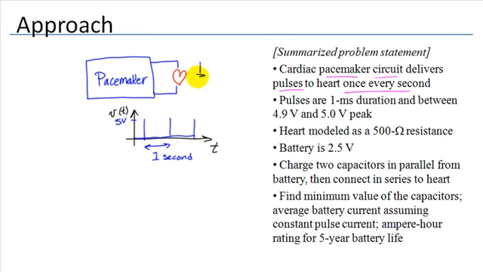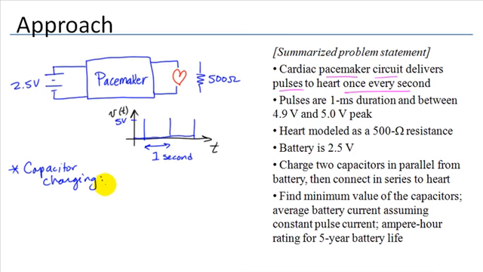The heart itself is modeled as a 500 ohm resistance, and the pacemaker is operated from a 2.5 volt battery. Now this pacemaker works in an interesting way. It charges two capacitors in parallel from this 2.5 volt battery, and there are some solid state switches that I'm not drawing here that would establish that connection.